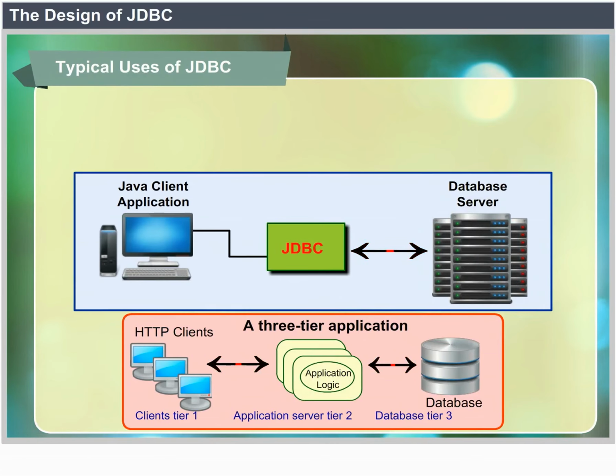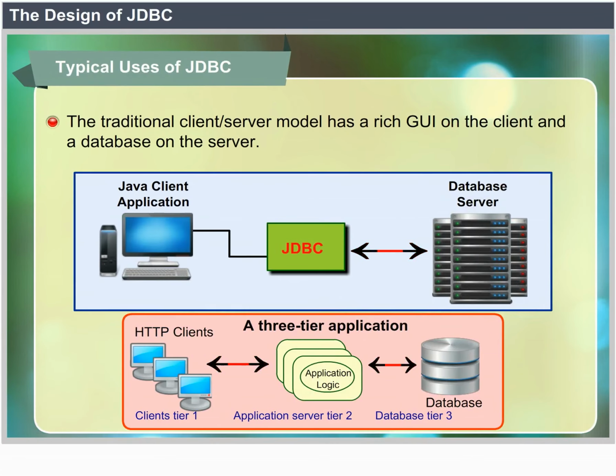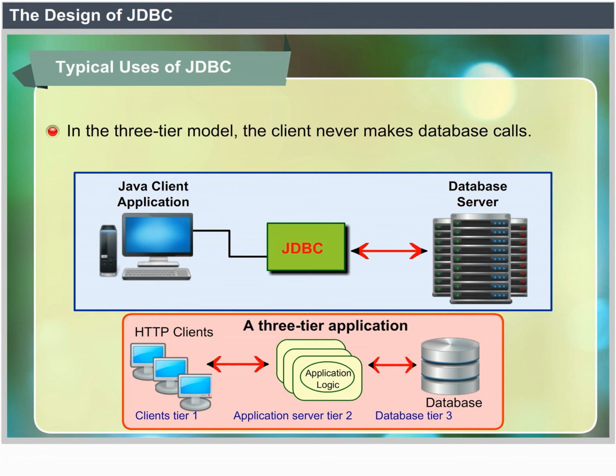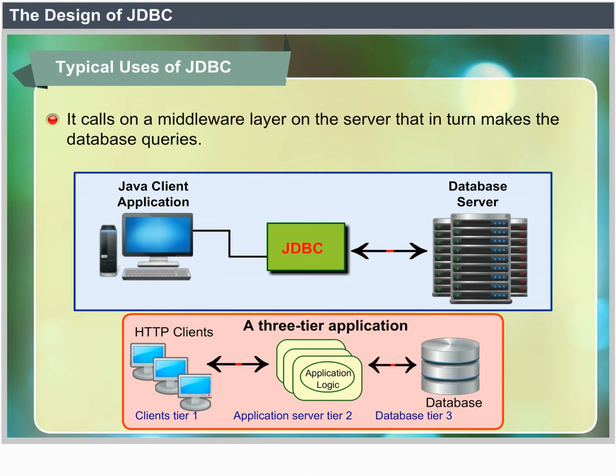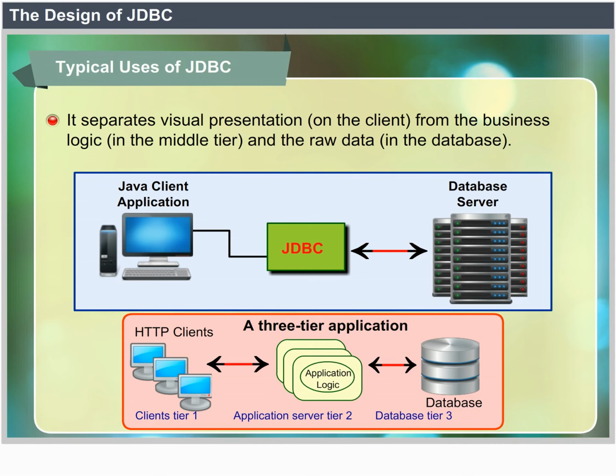Typical uses of JDBC. The traditional client-server model has a rich GUI on the client and a database on the server. In the three-tier model, the client never makes database calls. It calls on a middleware layer on the server that in turn makes the database queries. It separates visual representation on the client from the business logic in the middle tier and the raw data in the database.